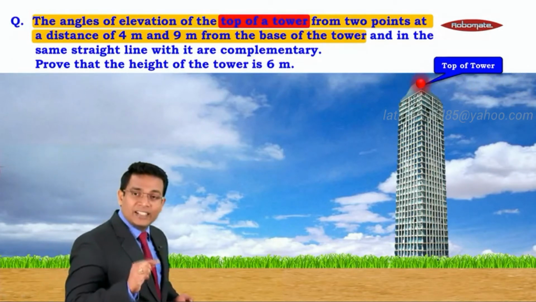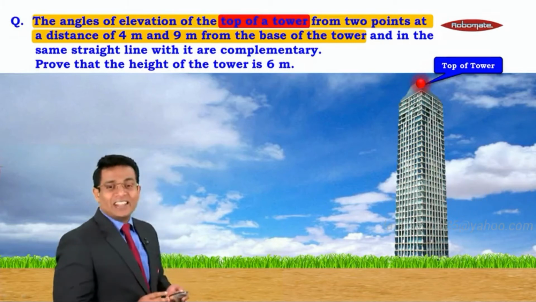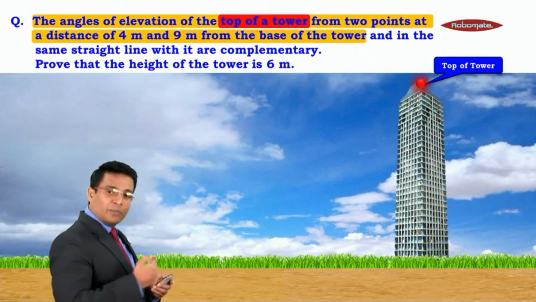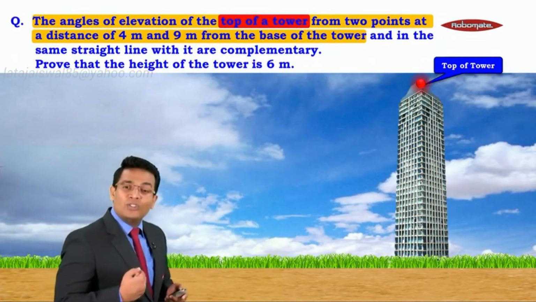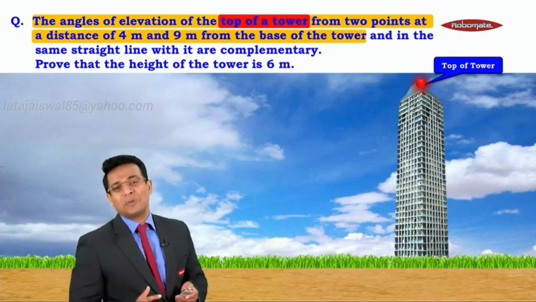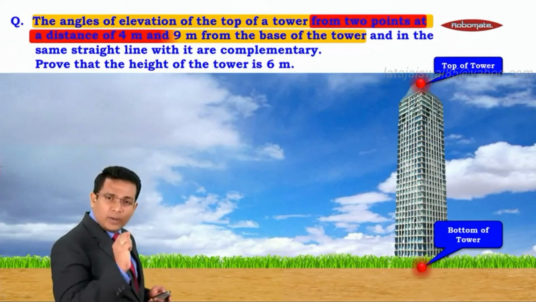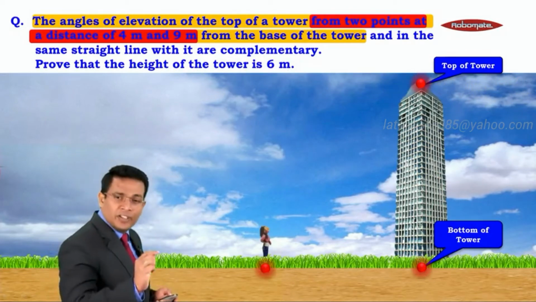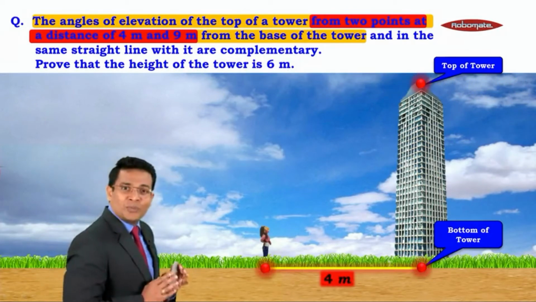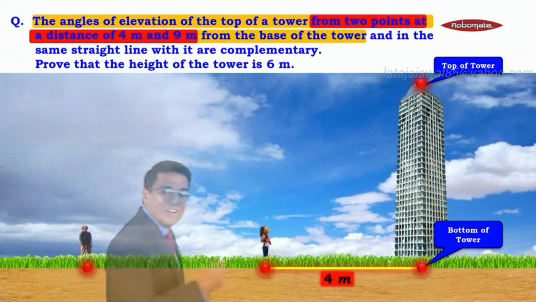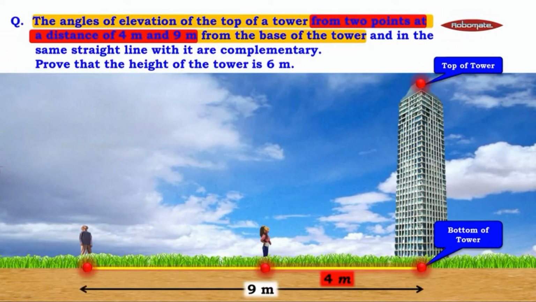The next thing said is, and in the same straight line. That means all those 3 points, the base of the tower, the point which is at a distance of 4 meter and the point which is at a distance of 9 meter, are collinear. That's the most important thing. So let's say we consider 1 point from the base of the tower at a distance of 4 meter. We say there's an observer observing from there. And there's another point at a distance of 9 meter from the base of the tower. Remember, the base of the tower, the 4 meter point and the 9 meter point, all three are collinear.